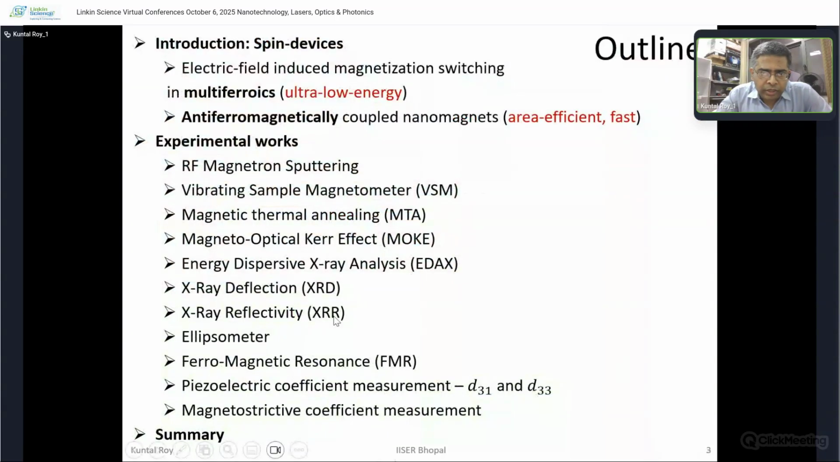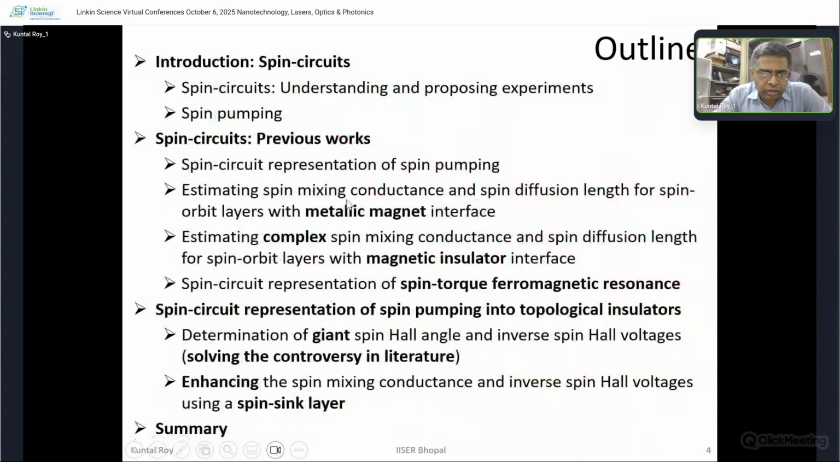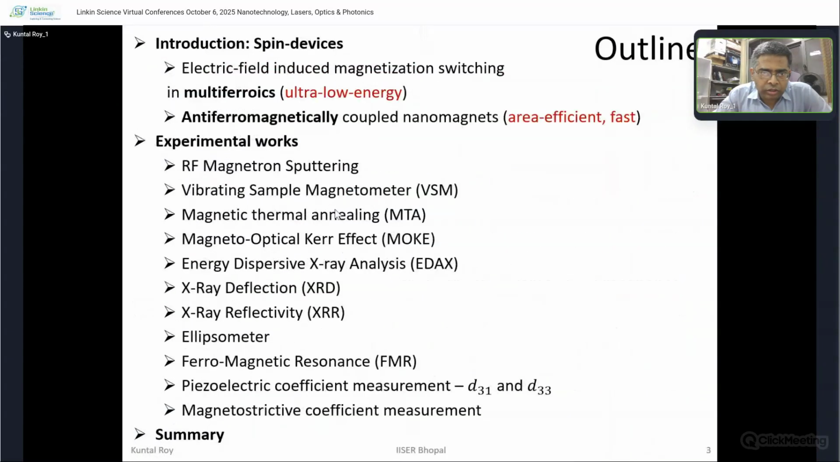So in the first part of my talk, on spin devices, I will be talking on these multiferroics and antiferromagnets. Then particularly I want to talk about experimental works, where we will be talking on the fabrication and also different characterization of the materials and devices. In particular, I will be talking about ferromagnetic resonance that is useful for determining the damping parameter, and some nanoscale displacement measurements, in the nanometer dimensions, for piezoelectric and magnetostrictive materials in multiferroics.